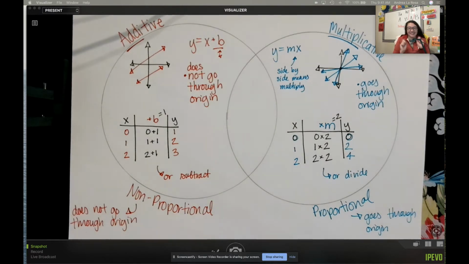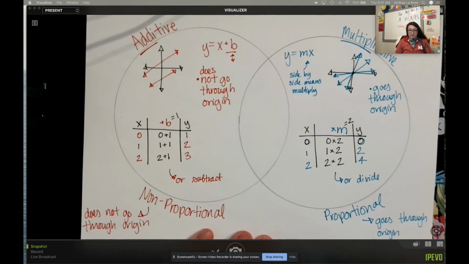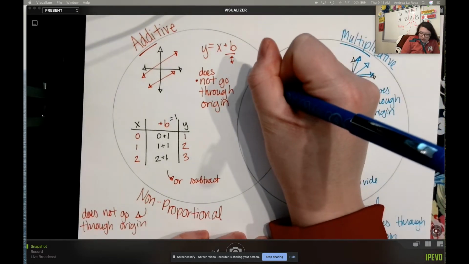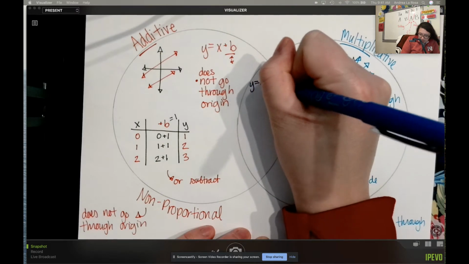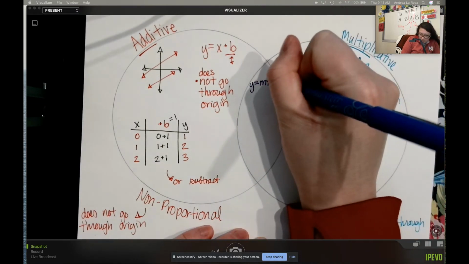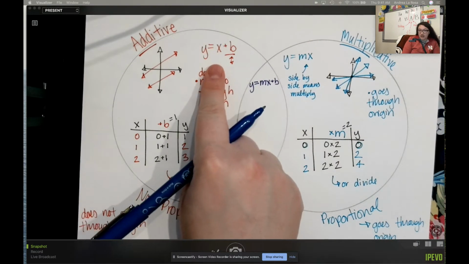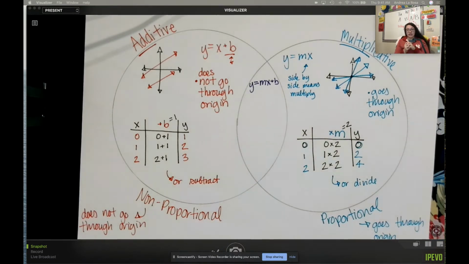All right, so we've talked about the additive relationships and the multiplicative relationships. Now we're going to discuss what happens if I combine those two. If I combine those two, it's going to give me an equation of y equals mx, that part from the multiplicative relationship, and then plus b, plus that constant. I'm taking the multiplying and the adding, and I'm combining them for a special type of graph.